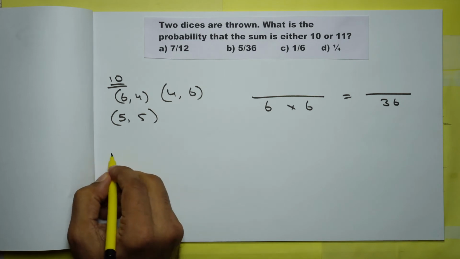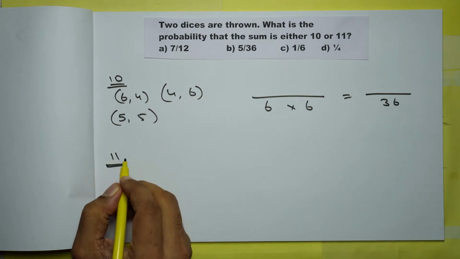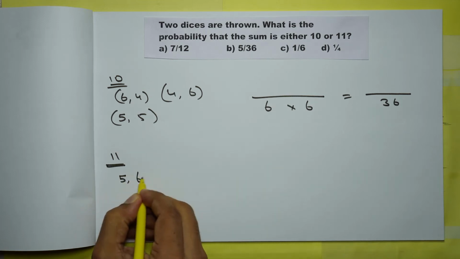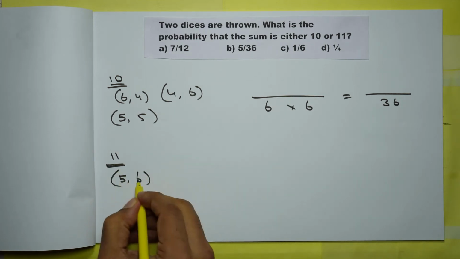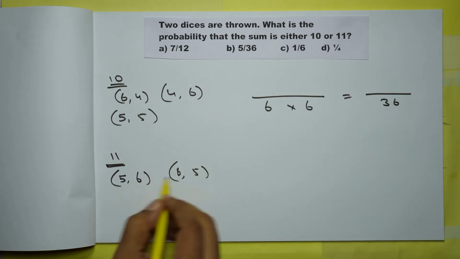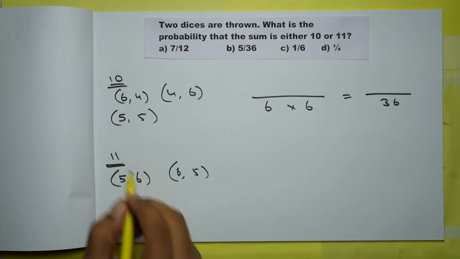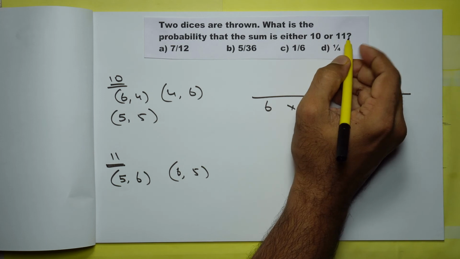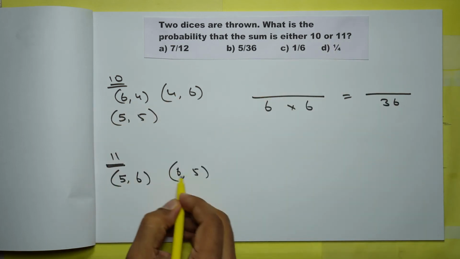Next we look at the number of favorable cases where their total sum is 11. So one possible outcome is 5 and 6, and it can be interchanged. It can be 6 and 5 also. So these are the two favorable outcomes where the sum is 11. So only two favorable outcomes are there, either 10 or 11. So one of these three or one of these two.